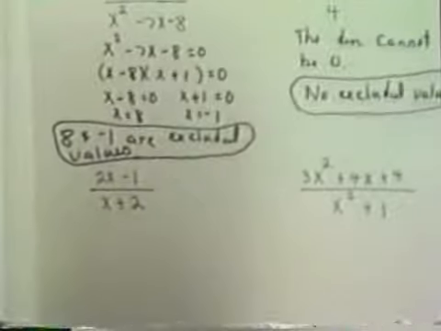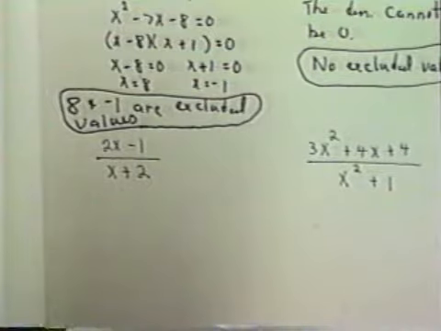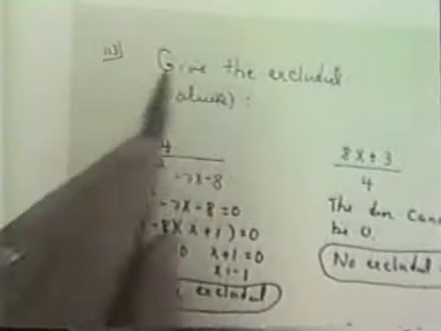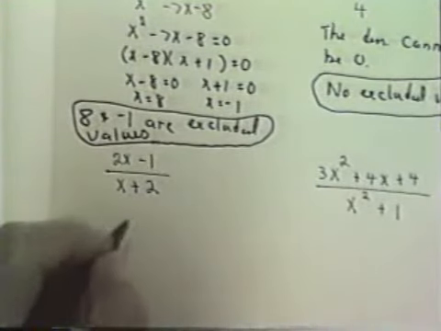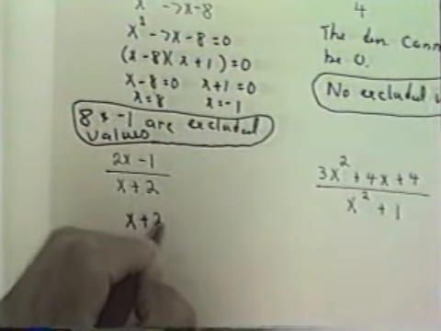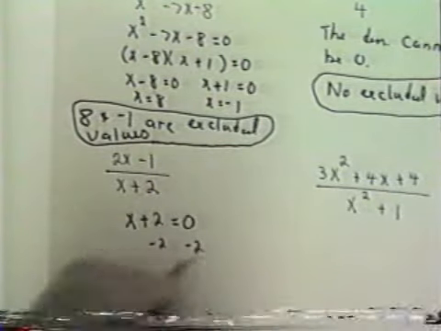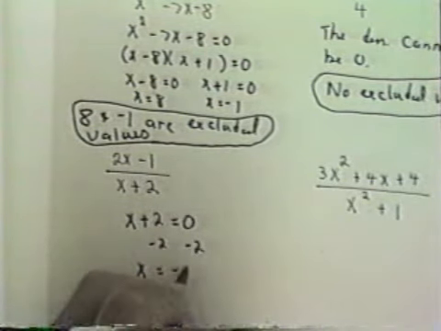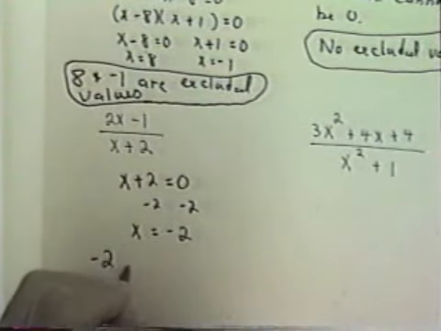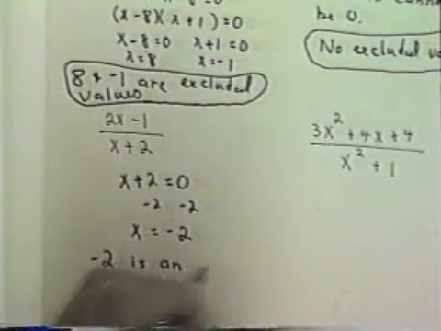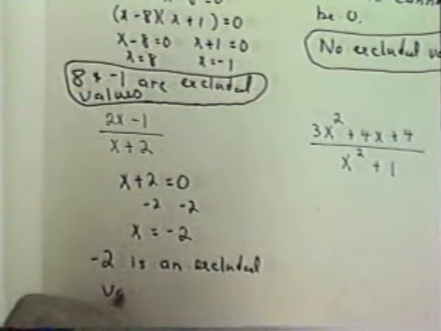Let's look at another one. 2x minus 1 over x plus 2. To find the excluded values, we set the denominator equal to 0 and solve. So I say x plus 2 equals 0. I need to add a negative 2 to both sides, so I get x is negative 2. So then I write negative 2 is an excluded value.